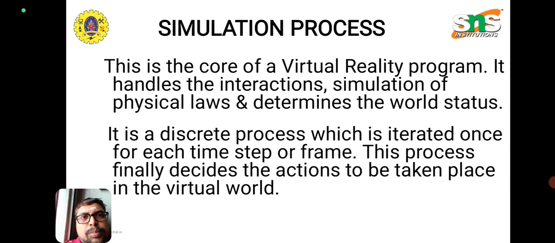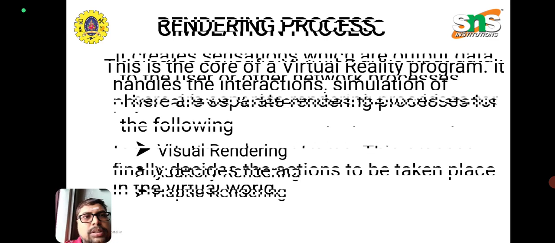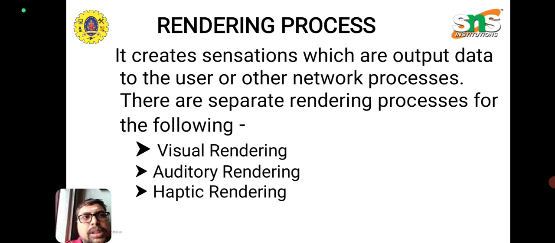Next is the simulation process. This is the core of the virtual reality problem. It handles interactions. A simulation of physical laws determines the world status. It is a discrete process which is iterated once for each frame. This process finally decides the action to take place in the virtual world. Next, the rendering process. The rendering process creates sensations which are output to the user or other network processes. There are separate rendering processes for visual rendering, auditory rendering, and haptic rendering.